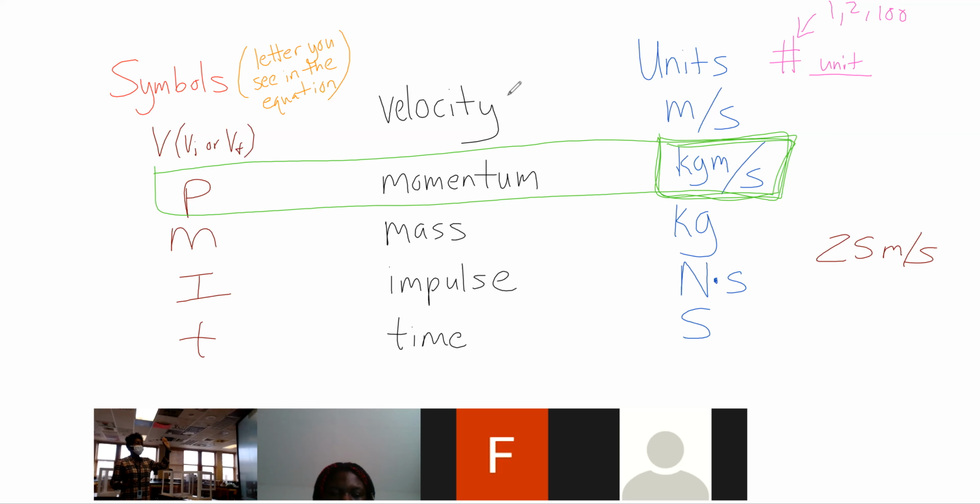I'm doing this because when we get ready to do the Gimkit, there's a lot of questions that are gonna say, what is the symbol for momentum? What is the unit for momentum? I just want you to understand there's a difference between those two, okay?